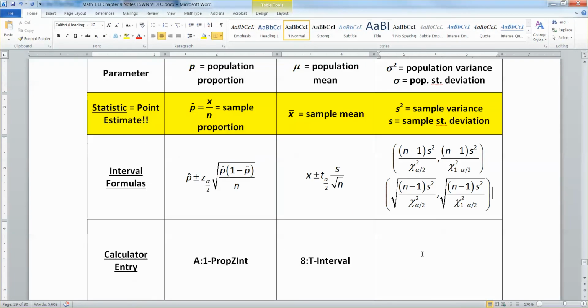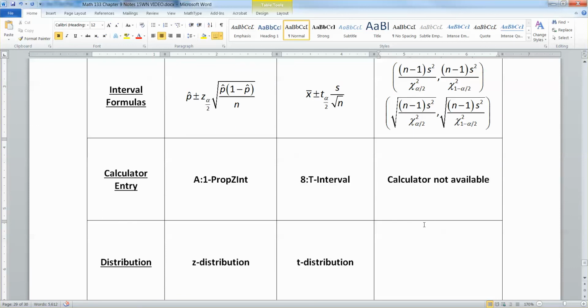Now this is one that your calculator will not do, so calculator not available, sorry. You'll have to do it by hand. I mean, you'll use your calculator to do the multiplication and division, but you're not going to use your calculator to be able to find this interval the way you could with these 2, because these 2 were actually standard loaded into the calculator. All right, now the distribution you'll be using is the chi-square distribution, right? That's what that variable is. It looks like an x, but it's actually not. It's a chi, the Greek letter.